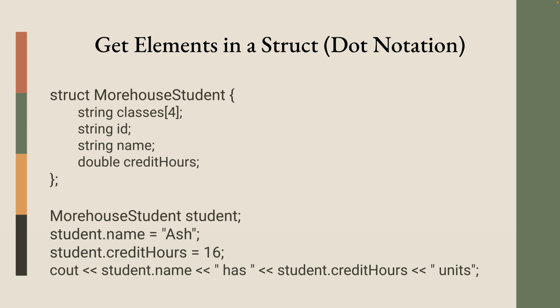We don't have to worry about that nuance as much. The big takeaway I want you to have here is that somewhere we have to define this new data type, and then after we define it, these 4 lines would for sure go in our main function. We would create a Morehouse student, and then we could do these manipulations on it. Okay, other questions?